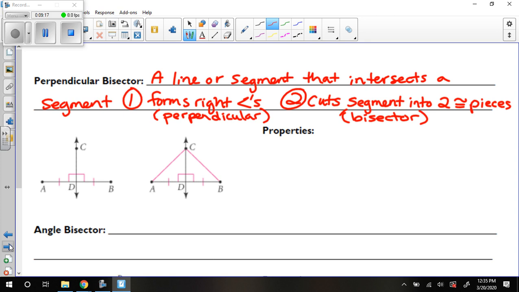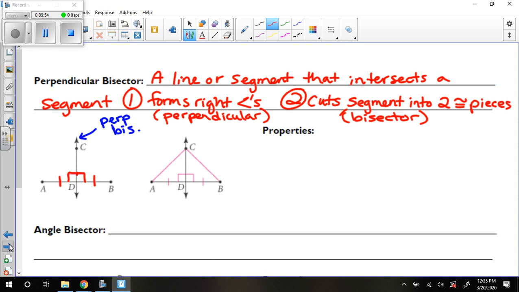Okay, so in our pictures here, this line is our perpendicular bisector. Okay, the reason why I know it's perpendicular, so it forms these lovely right angles, and it's bisecting or cutting this segment down here, AB, in half. We know that because of the tick marks.